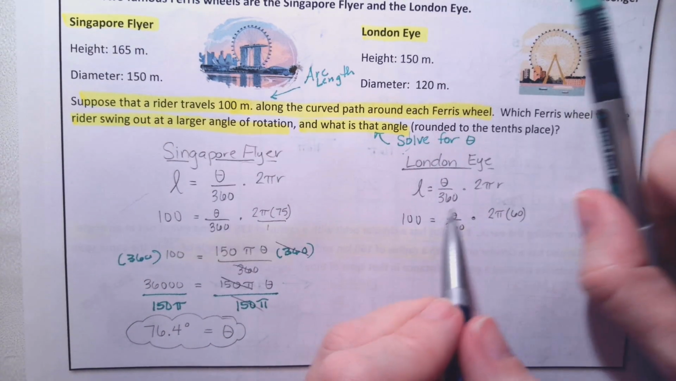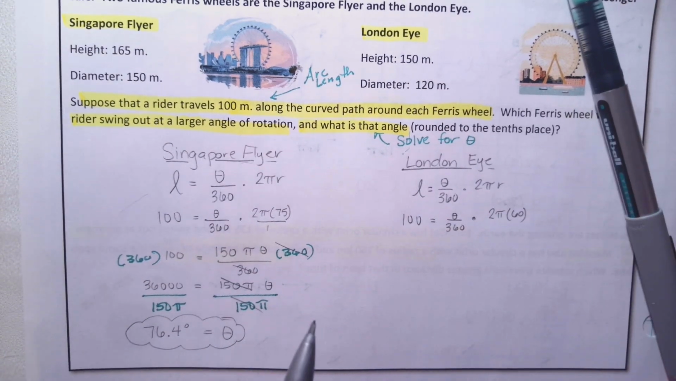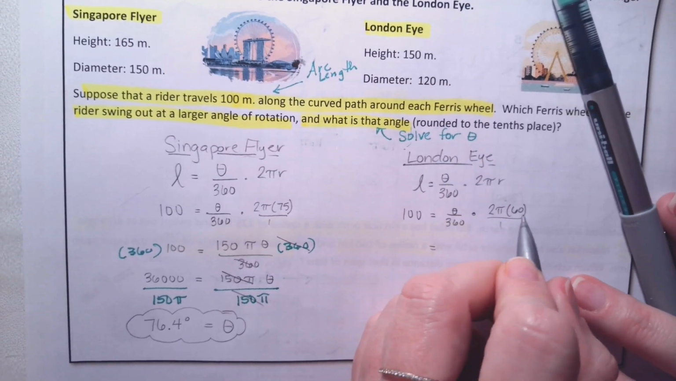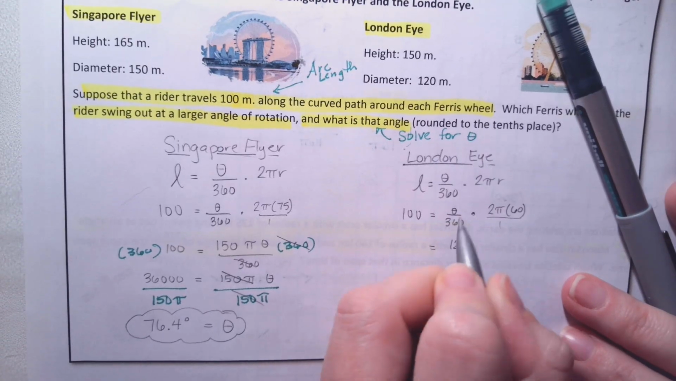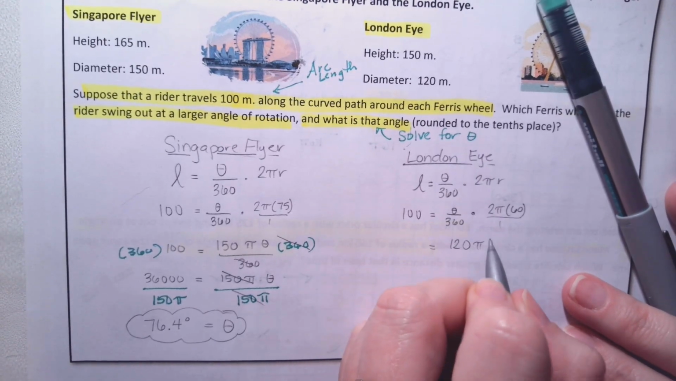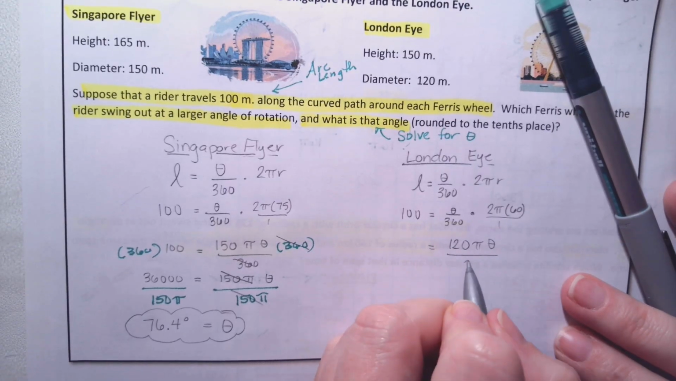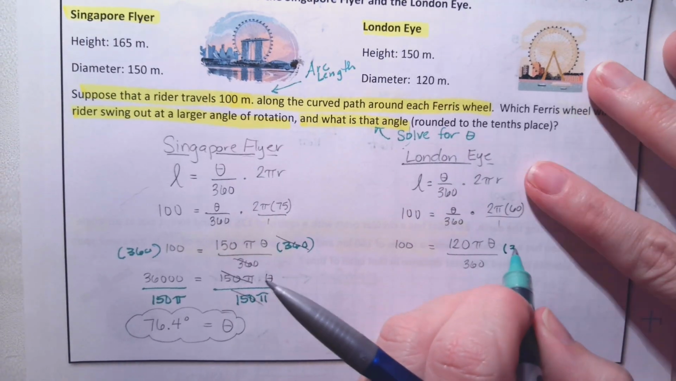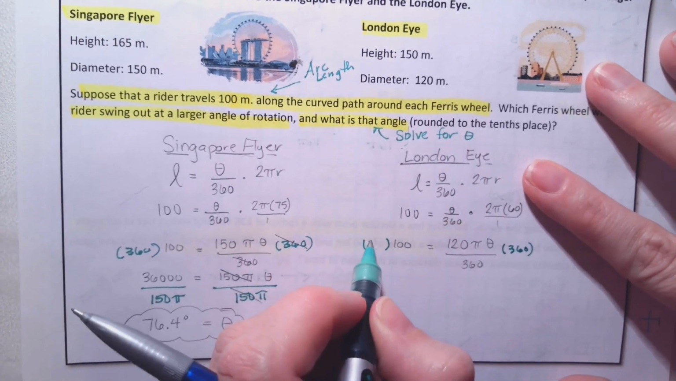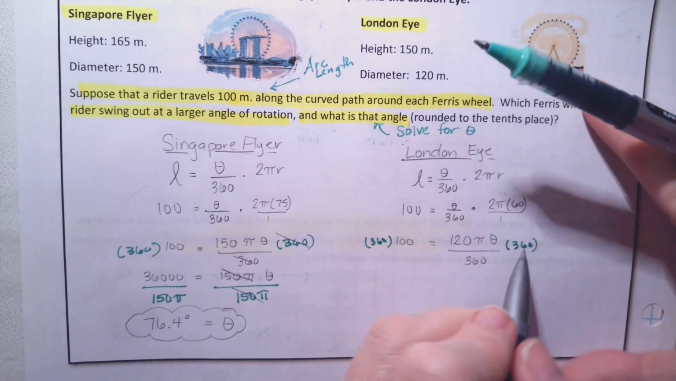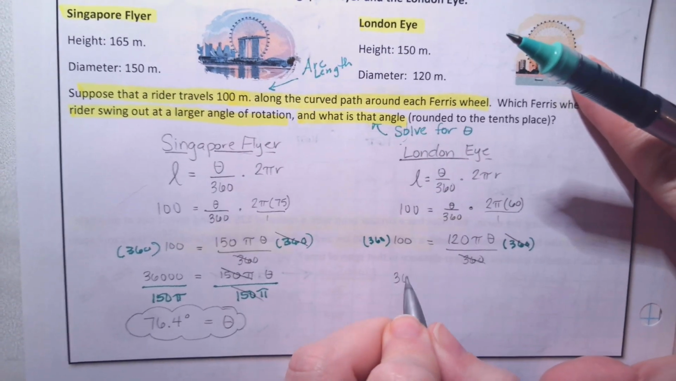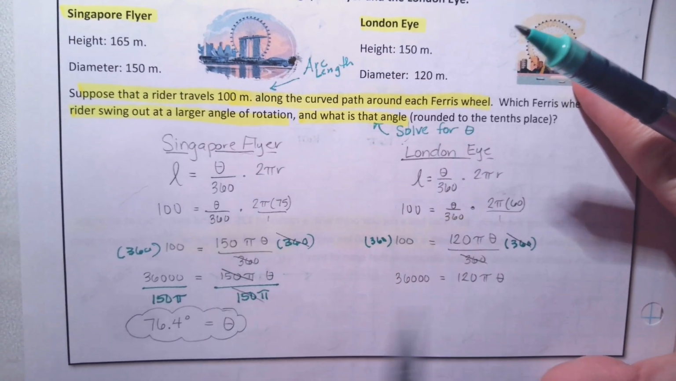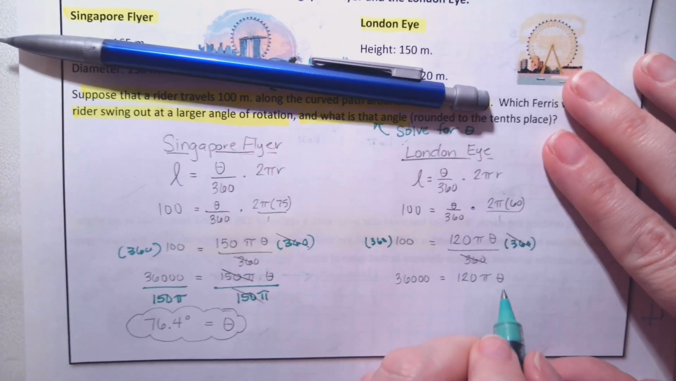And then I'm going to do the same thing for the one on the right to see which one is larger. Let's see, if I multiply the two numerators together here, that would become 120 pi theta, which is what we're solving for, over 360 times 1, which is 360. Same as the last one, we're going to multiply by that 360, giving us 36,000 equals 120 pi theta. And then we'll divide by the 120 pi.